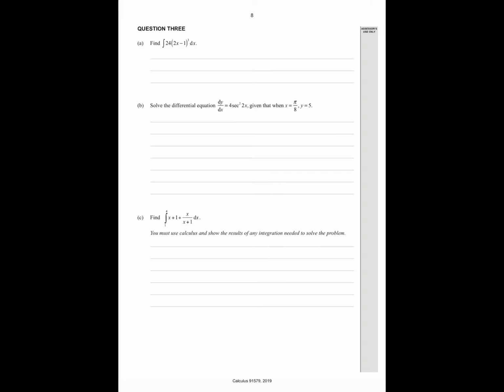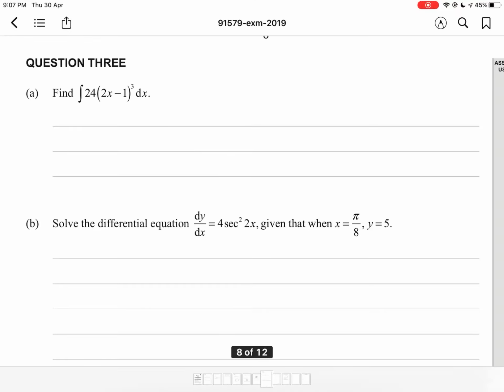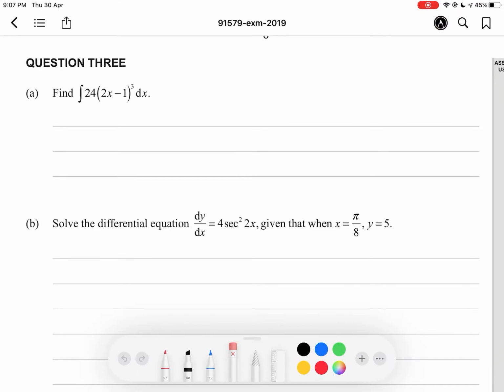Hi guys, welcome to this video for question 3 of the 2019 level 3 integration paper. So the first question: find the integral of 24 times (2x minus 1) to the power of 3 dx. For this question, I would recommend that we do the substitution.